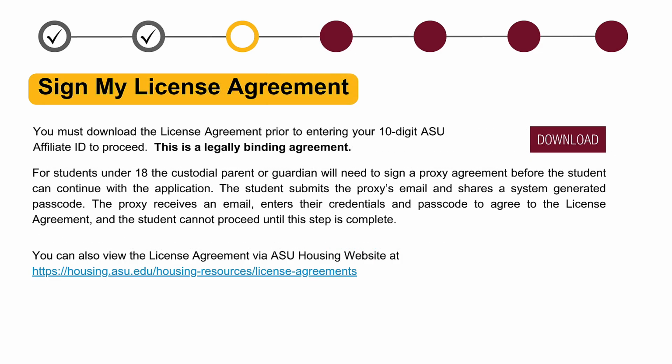Sign My License Agreement. You must download the license agreement prior to entering your 10-digit ASU affiliated ID number to proceed. This is a legally binding agreement. You can also view the agreement on the housing website.